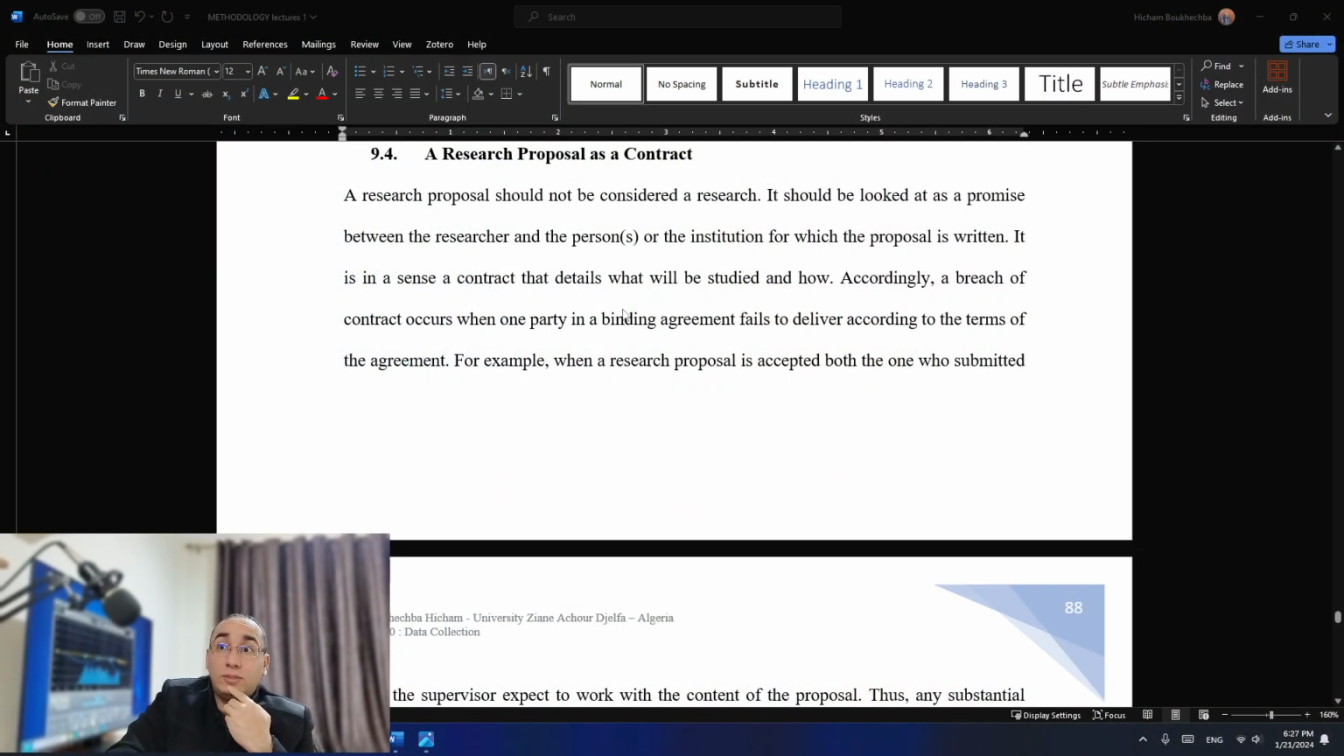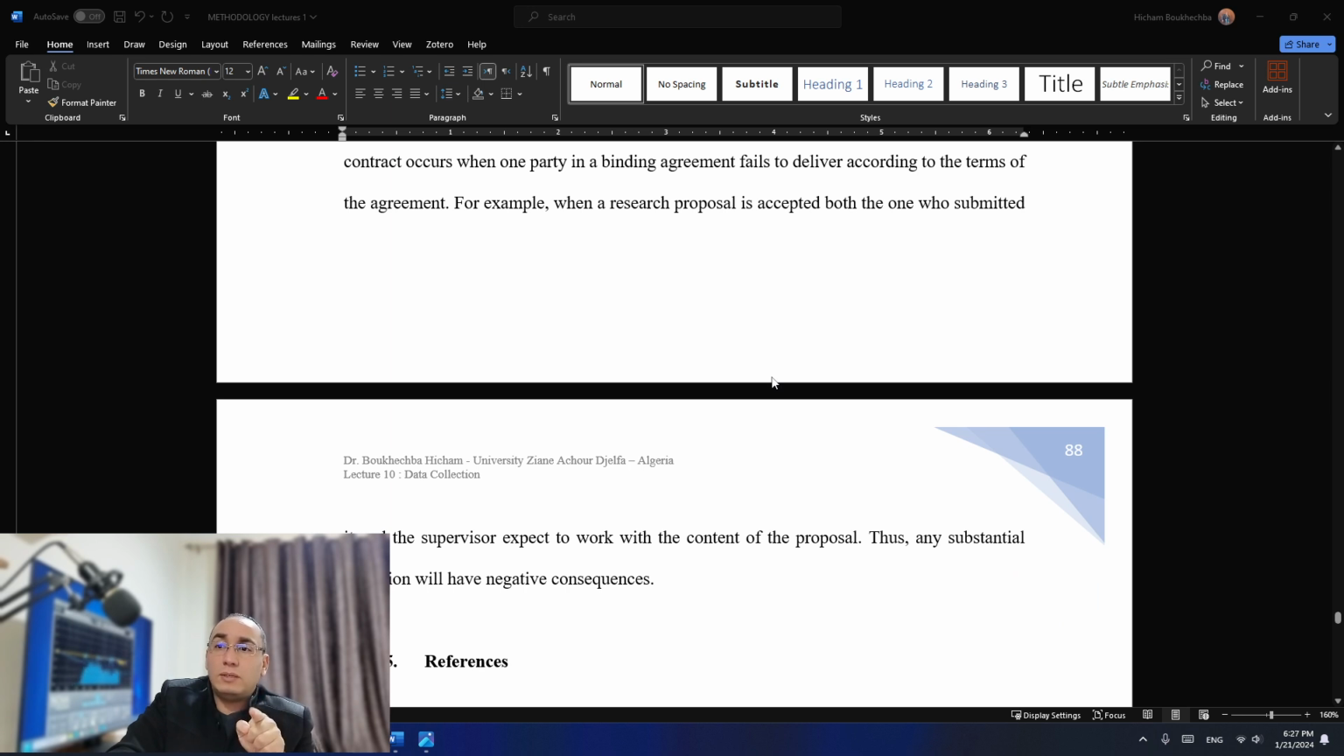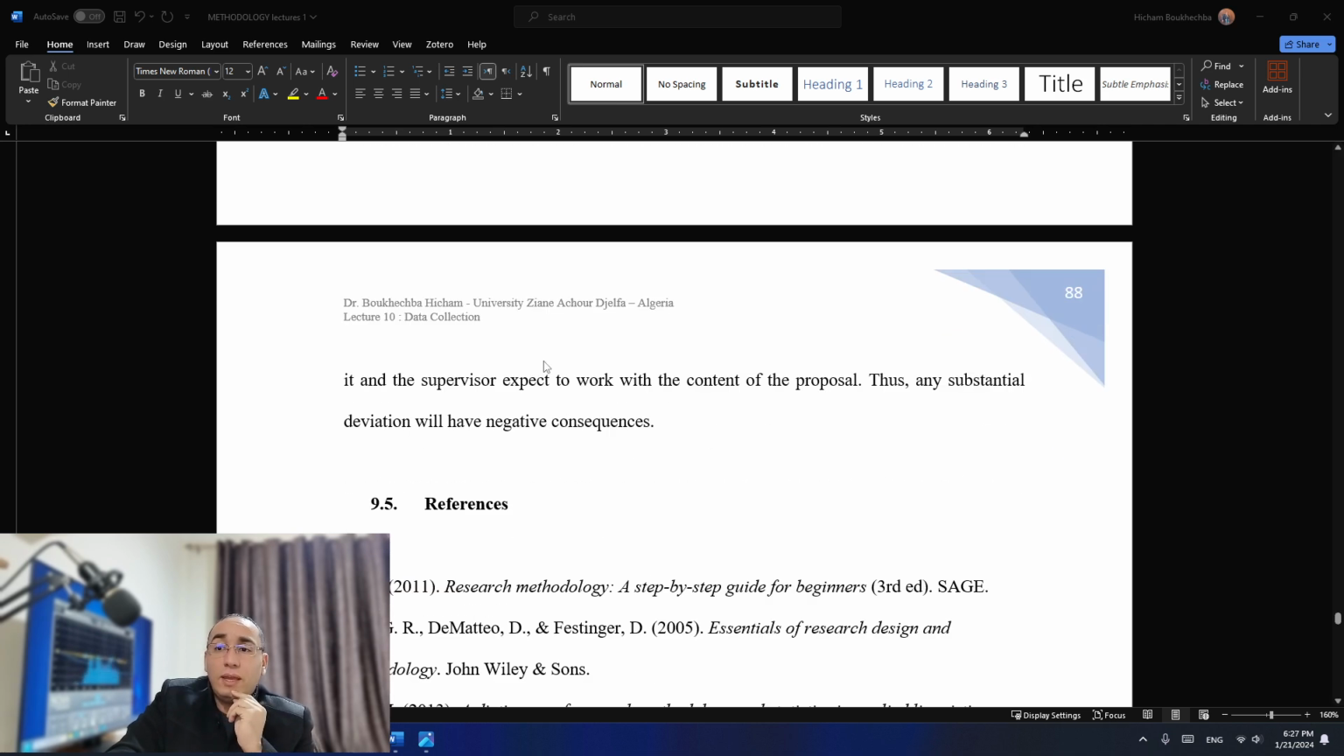Now, let's go to the last point, which is a research proposal as a contract. A research proposal should not be considered a research, as I said, it's just a blueprint. It should be looked at as a promise between the researcher and the persons or the institution for which the proposal is written. It is, in this sense, a contract that details what will be studied and how. Accordingly, a breach of contract occurs when one party in a binding agreement fails to deliver according to the terms of the agreement. For instance, when a research proposal is accepted, both the one who submitted it and the supervisor expect to work with the content of the proposal. Thus, any substantial deviation will have negative consequences.